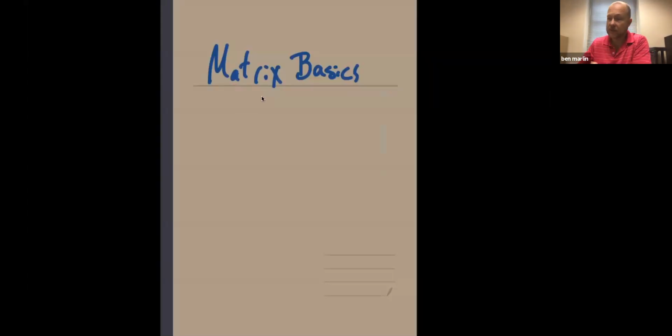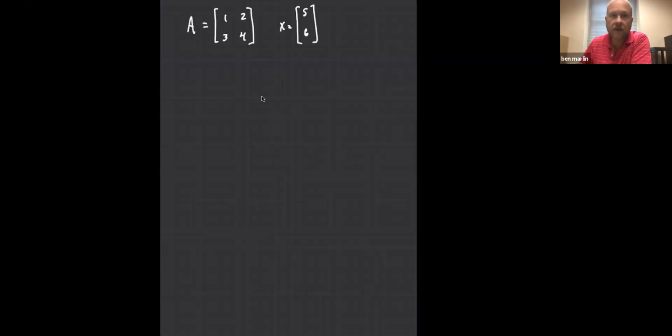So matrix basics! If you take a look here, we have a matrix and a vector. The vector you can see is just 5, 6. I am super duper creative about how I create all of my examples. 1, 2, 3, 4, 5, 6. Wow, right? Yeah, anyway.